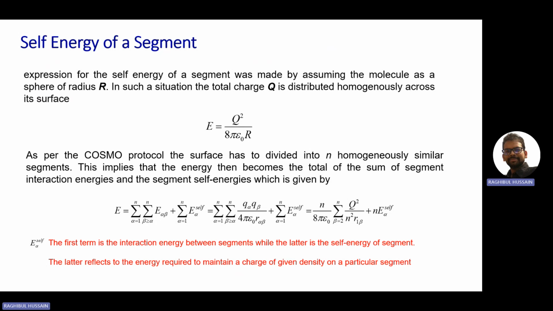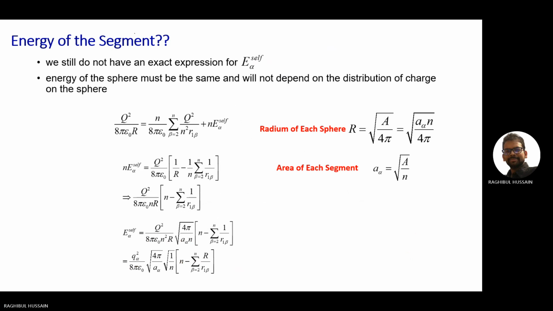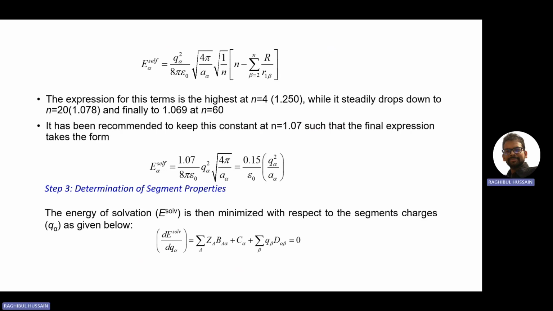This self energy, I don't need to worry about. The expression for the self energy was made by assuming the molecule is a sphere of radius r, and the total charge Q is distributed homogeneously. I think you can just skip this expression. The only thing you need to remember is that we have these three expressions. This is only for the self energy term, so you can skip it for the time being. These expressions are only used to compute the final expression for the self energy term, Q alpha into Q alpha. So don't work too much on it.